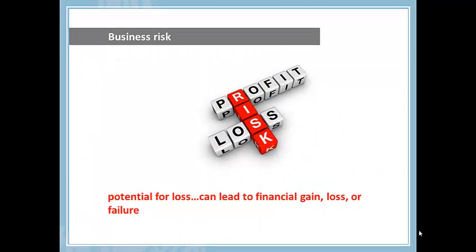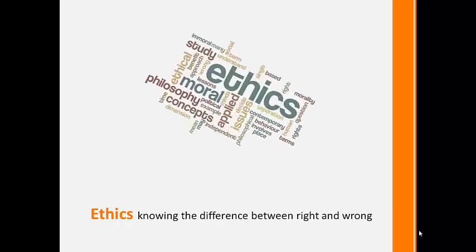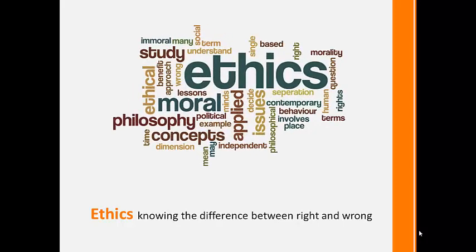No matter what type of company a person decides to create, there will always be business risk. This means that the company could financially gain, lose, or fail altogether. Another major part of business is ethics. Ethics are guidelines for good behavior. Ethical behavior is based on knowing the difference between right and wrong and doing what is right.